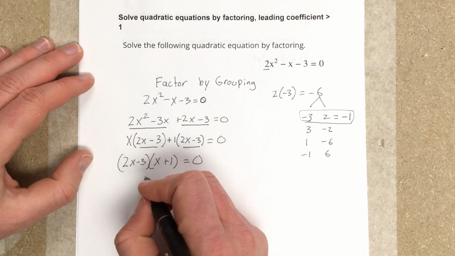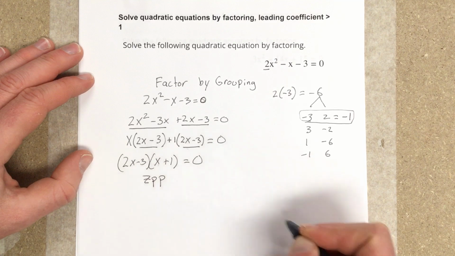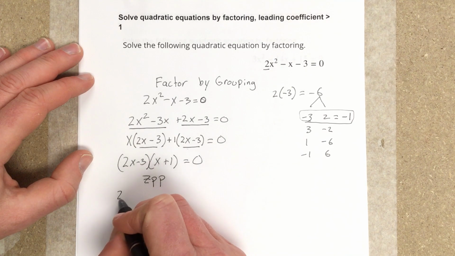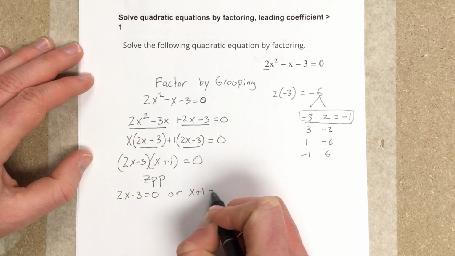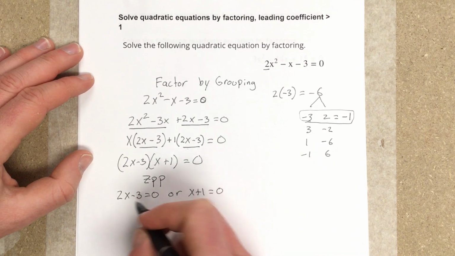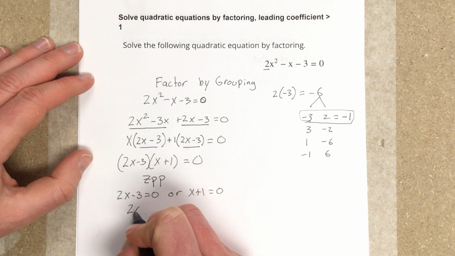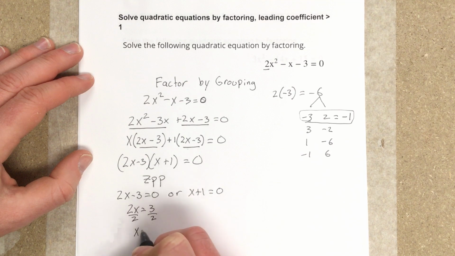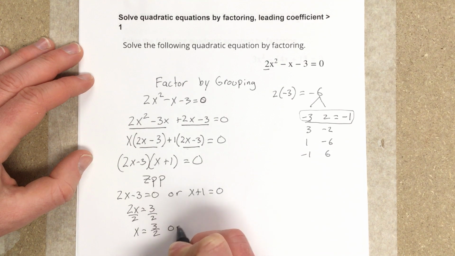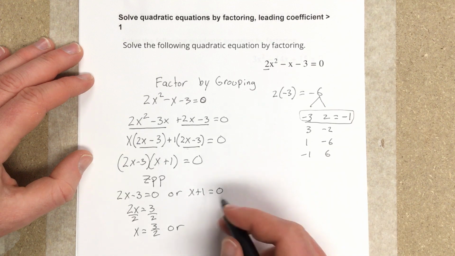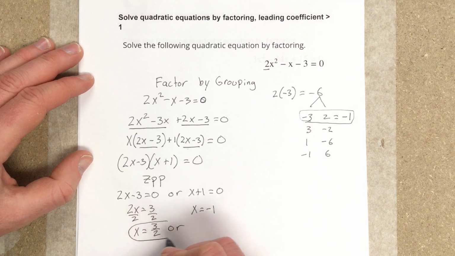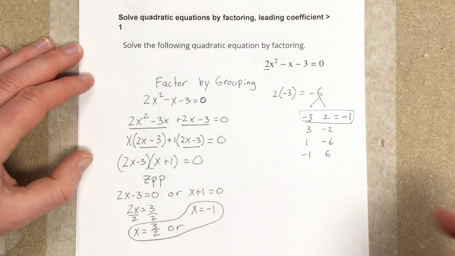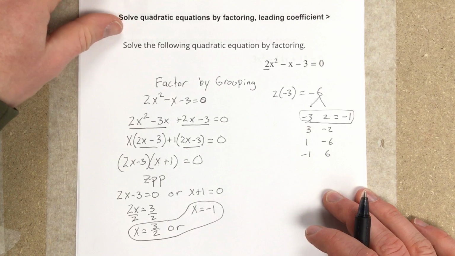Now I want to solve it, so I'm going to use the zero product property like in the previous videos, ZPP. That means that 2x minus 3 is equal to 0, or x plus 1 is equal to 0. Solve each individually. Add 3 over, so I get 2x equals 3, then divide by 2. x is equal to 3 halves. Or we subtract 1 on each side and I get x is equal to negative 1. So my 2 solutions are x is equal to 3 over 2 or x is equal to negative 1. Let's do a second example.